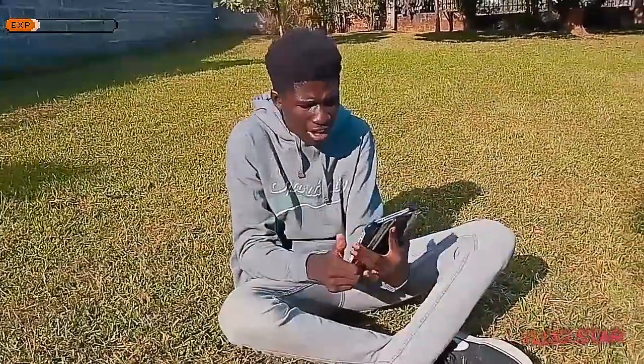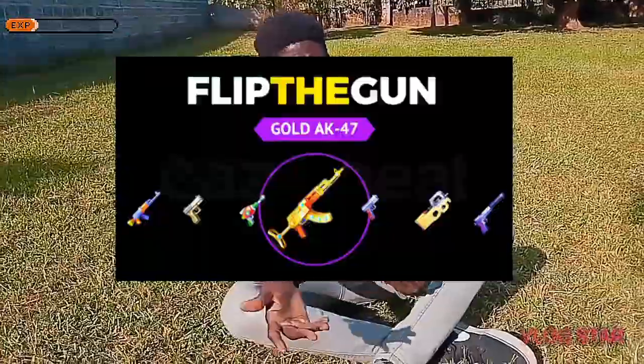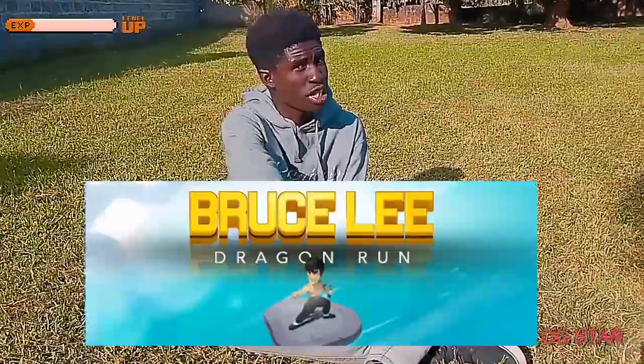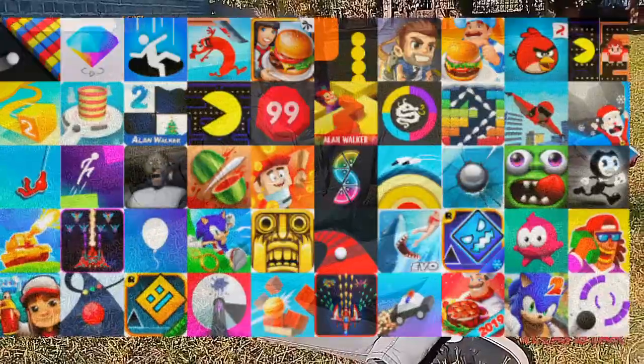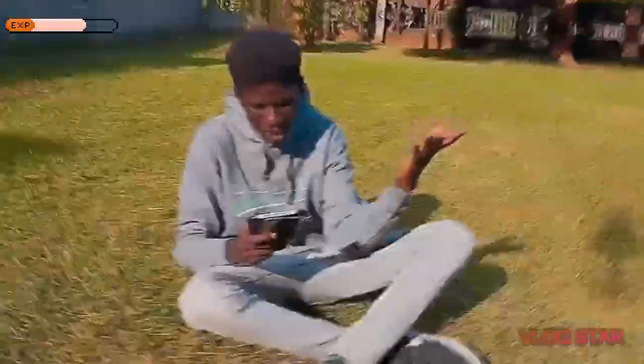Other games you can see are Flip the Gun, which is also huge. You can look at Bruce Lee by Viewbox. You can look at Angry Birds. You can look at other games you can see on the screen right now, because I can't mention all the games; it would take me all day, as there are really a lot of nice hyper casual games out there.